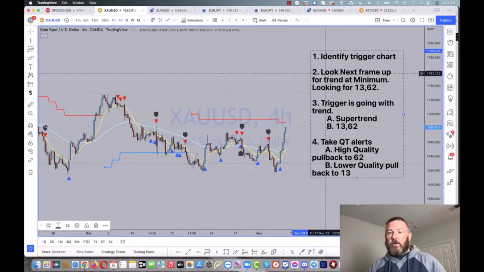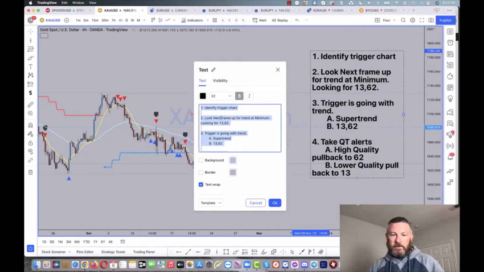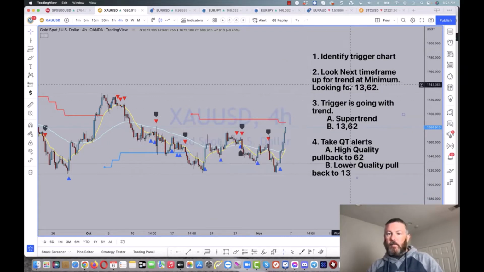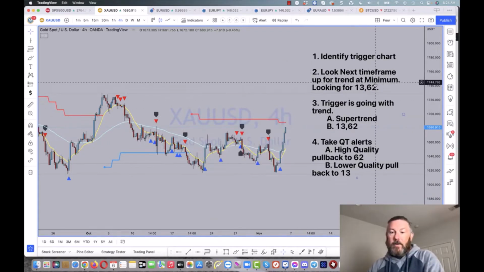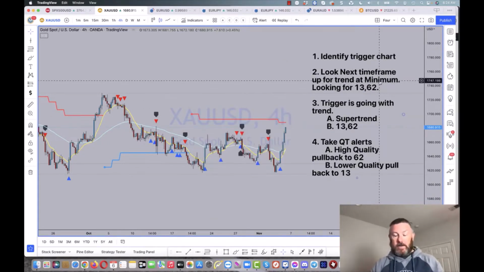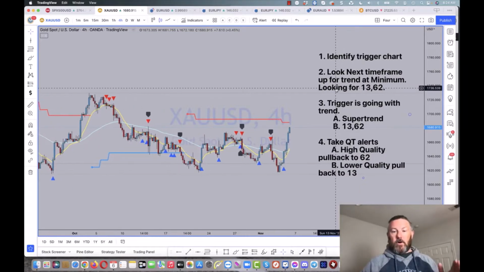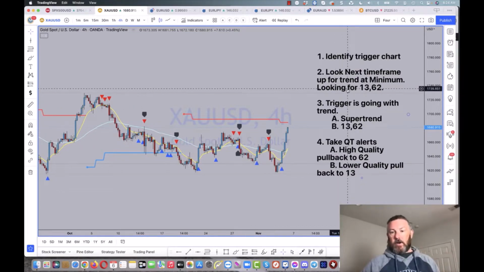And then you want to look at the next time frame up for trend, at a minimum. I say at a minimum because some people like to look at the next couple up, but at a very minimum, you want to look at the next time frame. And what you're looking for is the 1362 cross. This is the way I do it.